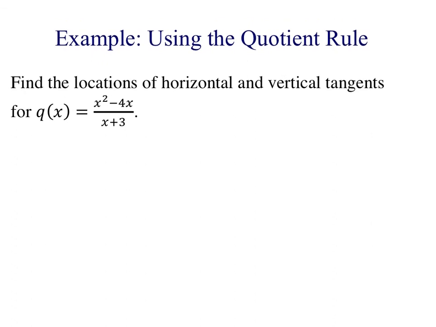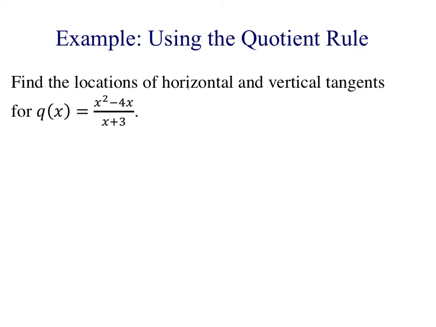All right, find the locations of horizontal and vertical tangents. Now, Kelsey asked this question yesterday, and I asked her to think about it, but hold off on what the answer would be. A horizontal tangent is where your graph, the curve, is instantaneously flat, just for a moment. A vertical tangent is where your graph is instantaneously, momentarily, straight up and down, vertical.